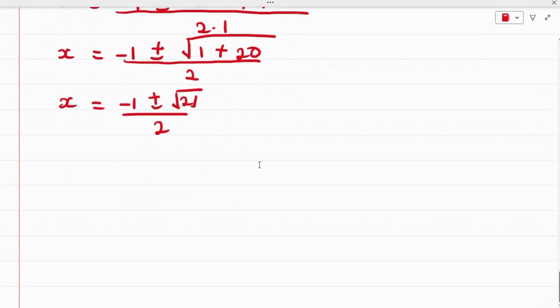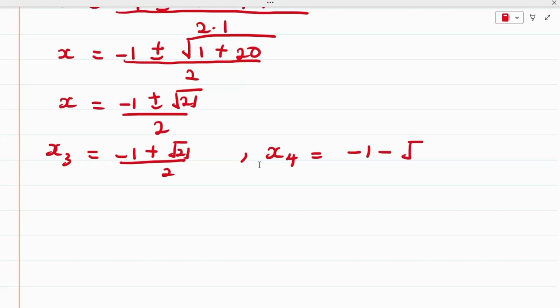From here, we have that x3 is equal to minus 1 plus the root of 21 over 2, and we have that x4 is equal to minus 1 minus the root of 21 over 2. So this becomes the value of x.